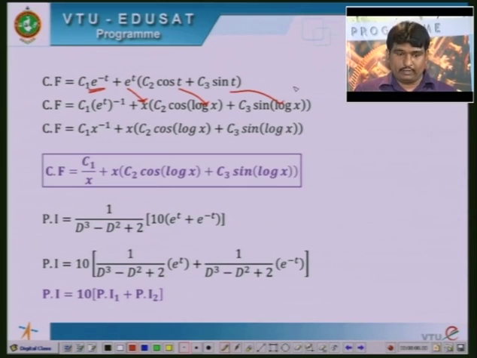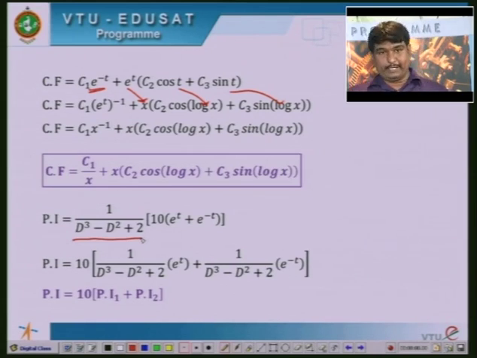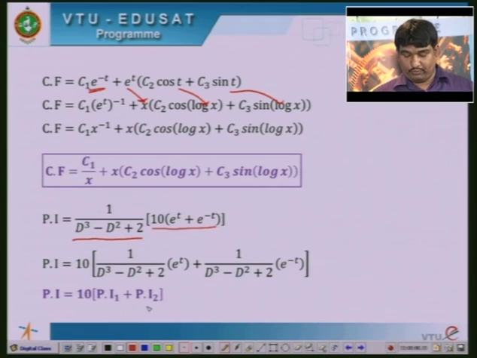Now the particular integral. I have taken the operator 1 by D cube minus D square plus 2 as it is, where D is an operator with respect to the independent variable t. This is the right hand side, 10 into e to the power of t plus e to the power of minus t. You operate it on both the terms, taking 10 outside. So I will get PI1 and PI2. We have to compute these two.